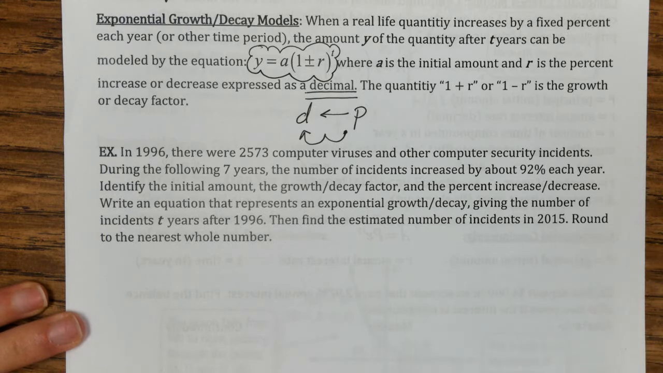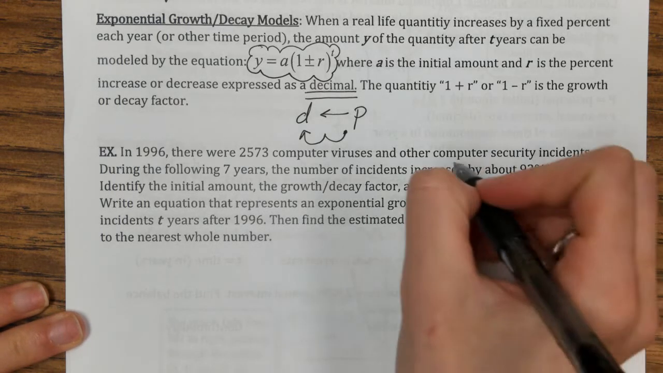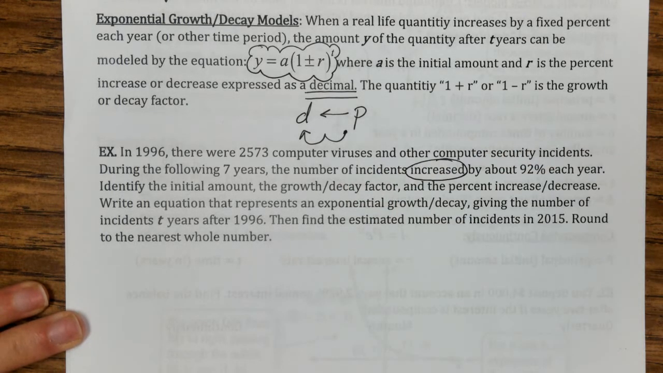So in 1996, there were 2,573 computer viruses and other computer security incidents. During the following 7 years, the number of incidents increased. So that automatically tells me it's going to be a what? Growth.